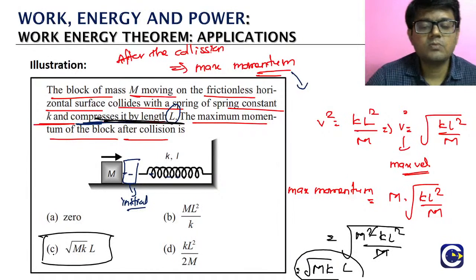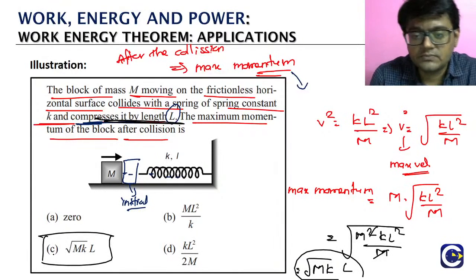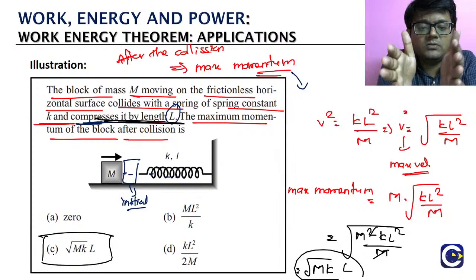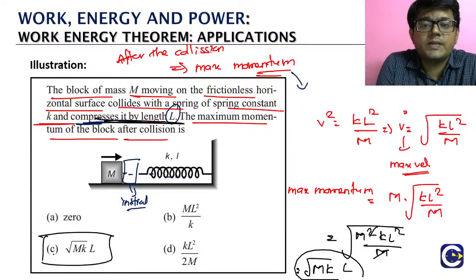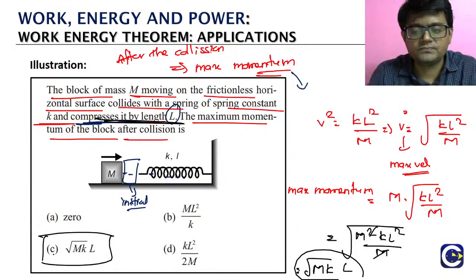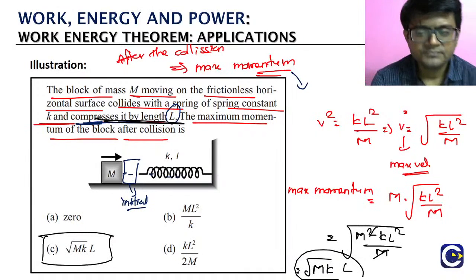So when does that maximum momentum occur? At the time of collision. Because after the collision, the spring is going to get compressed. So the spring's potential energy increases and the block's kinetic energy will keep decreasing. Okay.